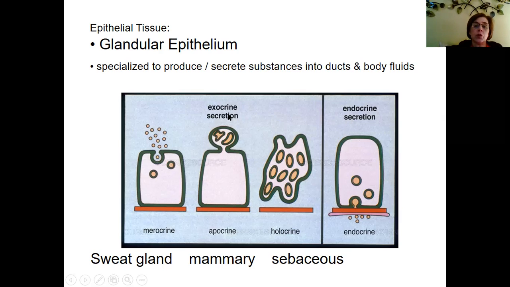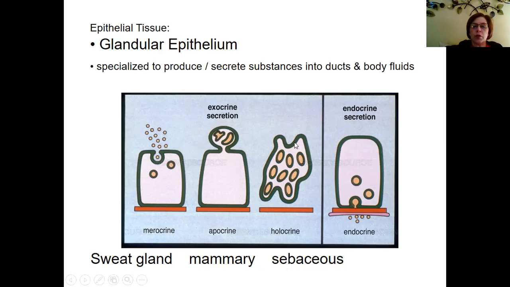It turns out there are 3 kinds of exocrine glands. One kind is called a merocrine gland, one kind is called an apocrine gland, and one kind is called a holocrine gland. The example of merocrine would be a sweat gland. The example of an apocrine would be a mammary gland. The example of a holocrine would be a sebaceous gland. And they work a little bit differently.